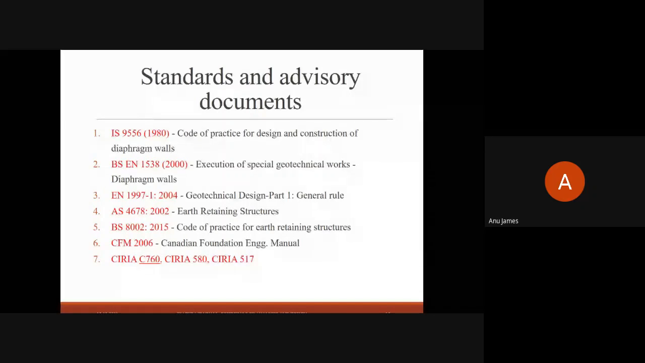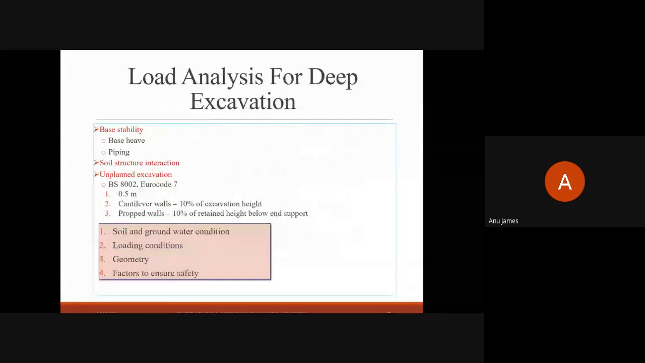So for the analysis of deep excavations, there are certain parameters which we need to consider during the planning stage itself. That includes any possible basal instability in terms of basal heave or piping, then soil structure interaction between the concrete wall and the surrounding soil, provisions for unplanned excavations which can add to the stability of excavations.